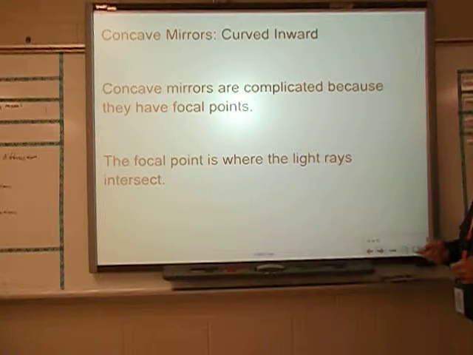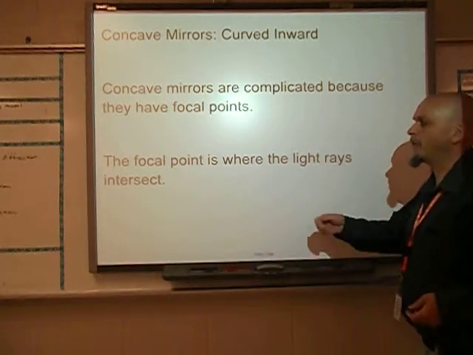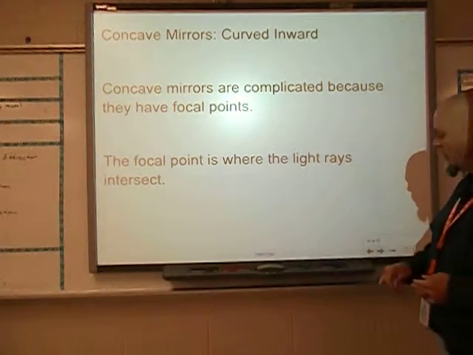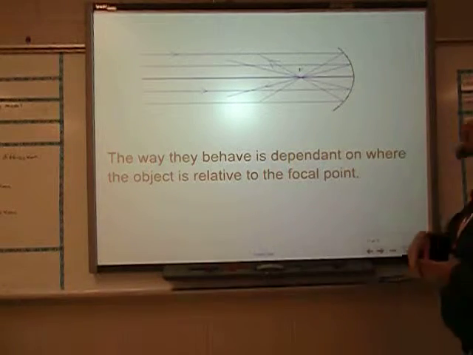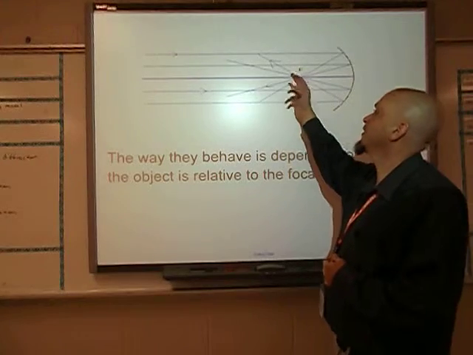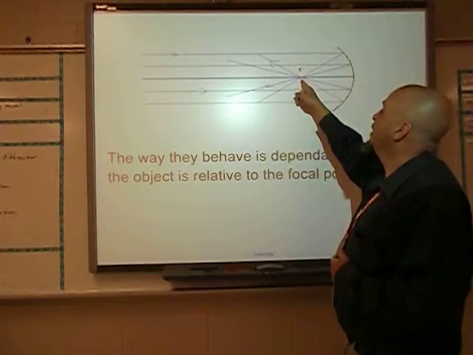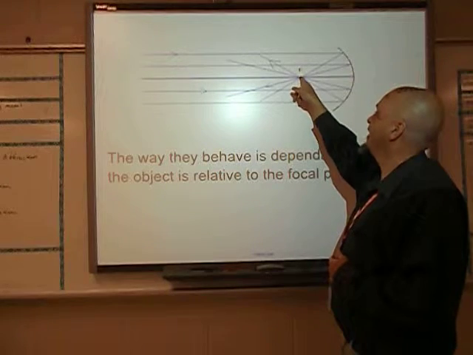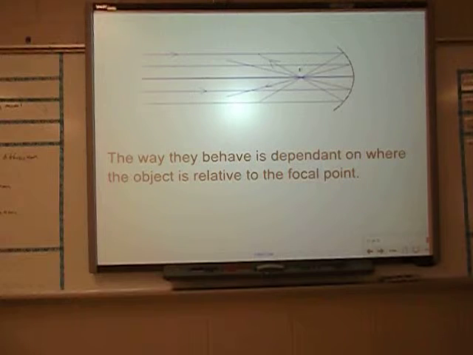Won't mean the same thing when we do lenses. But the light rays will come together on a point. That point is called the focal point. Here's an illustration of what that looks like. So this ray comes in, hits the mirror, bounces in this direction. This ray comes in, hits the mirror, bounces in this direction. And all those rays meet at that point. That point is called the focal point.